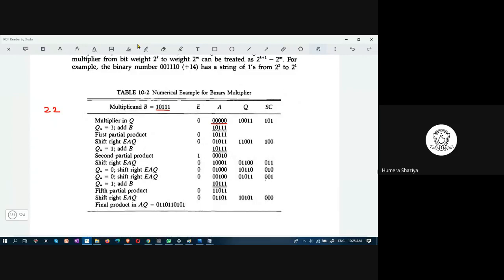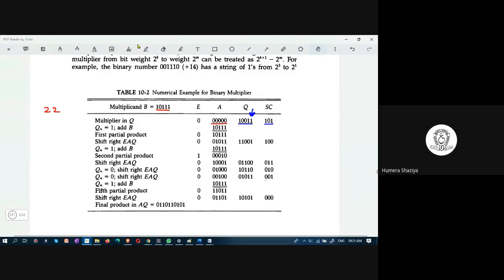The multiplier is in Q. SC is the sequence counter, A is the accumulator. And then Qn is equal to 1. Qn is this bit, and it is equal to 1. Because it is equal to 1, 3 operations have to be performed.